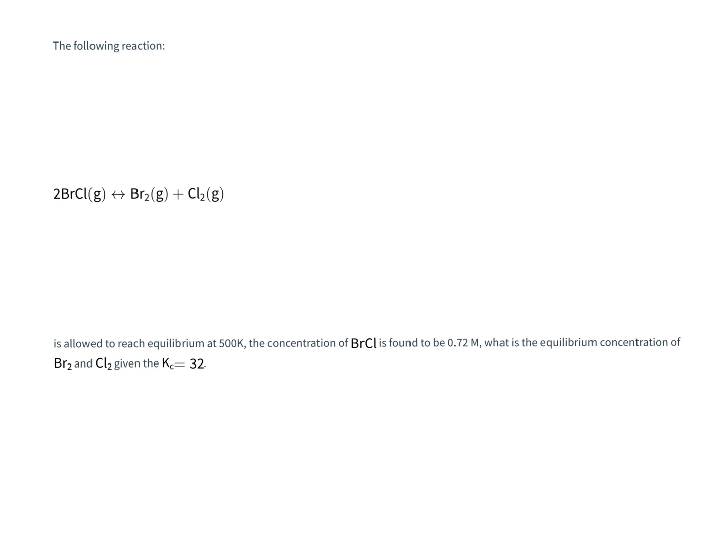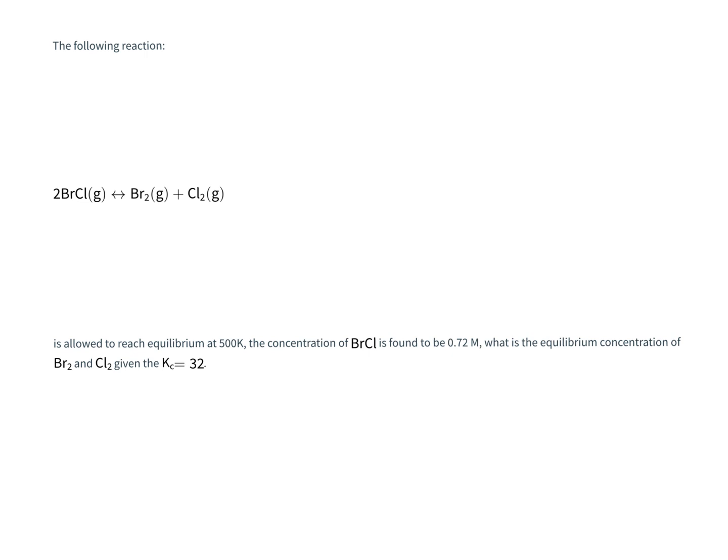Here's another sample problem with finding equilibrium concentrations. So we have this reaction between bromine chloride, and that breaks down to produce bromine gas and chlorine gas. So we set the reaction up, right? The reaction is allowed to reach equilibrium at 500 Kelvin, and we find the concentration of bromine chloride to be 0.72 molar. What is the equilibrium concentration of bromine and chlorine, given that Kc for the reaction is 32?